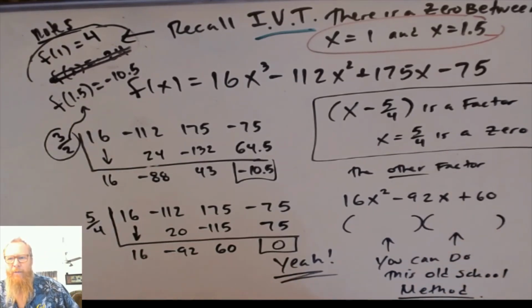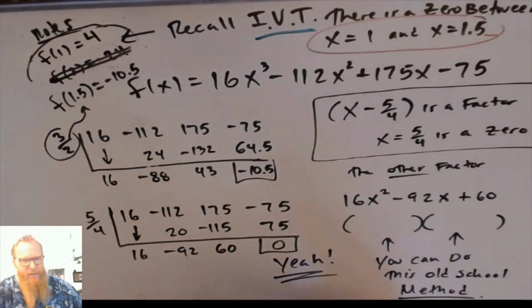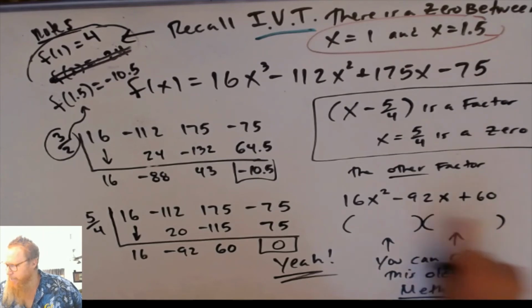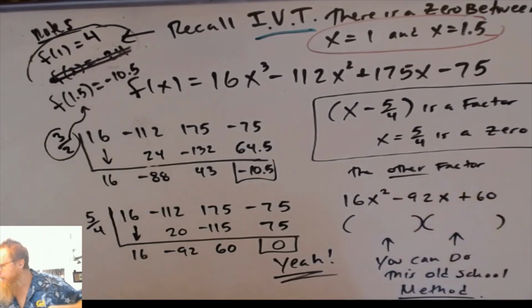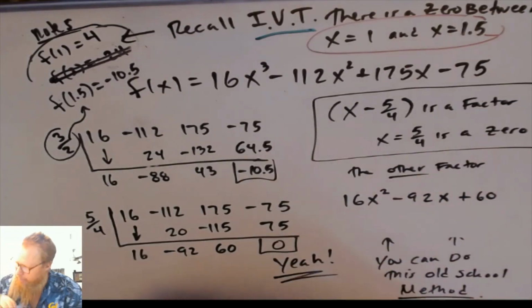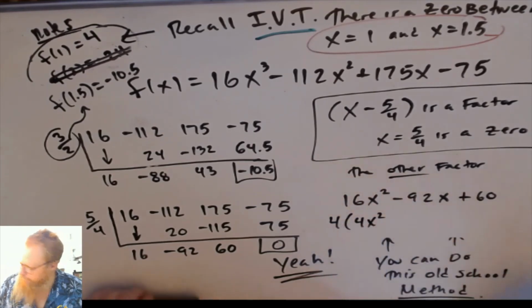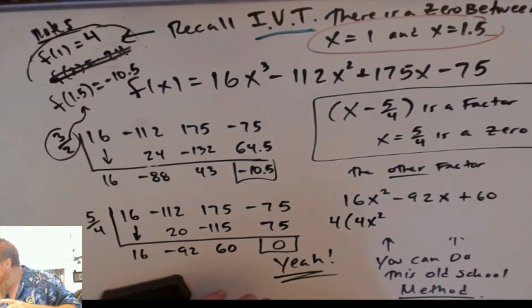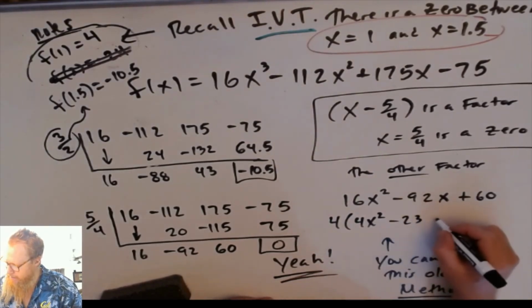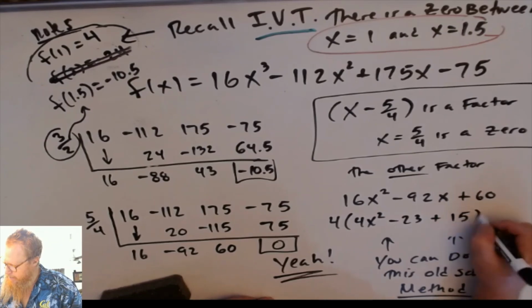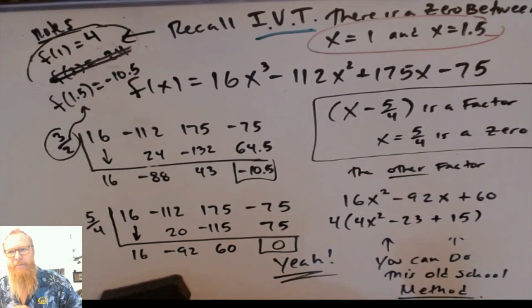All right, we call it the old school method, right? There's no fancy new technology. It's just, what do you think it is, okay? A couple things you can do to make life a little bit easier here. You can pull out a 4. What's 92 divided by 4? It's 23. And 16 divided by 4 is 15.